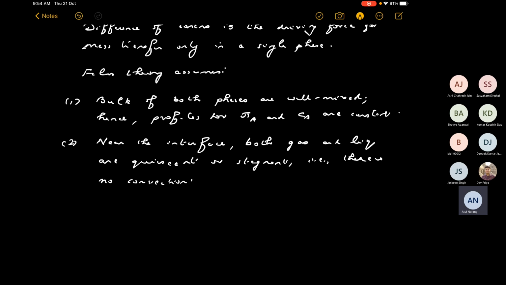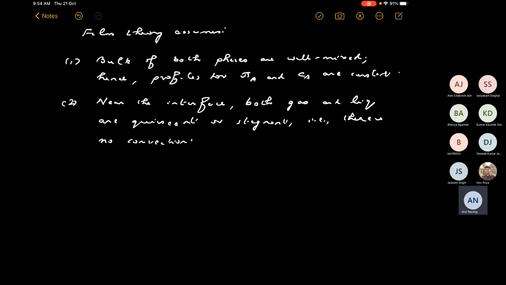So that means all you have is pure diffusion there. Now, another two more assumptions are made. So if we assume furthermore that there is no reaction in the films.